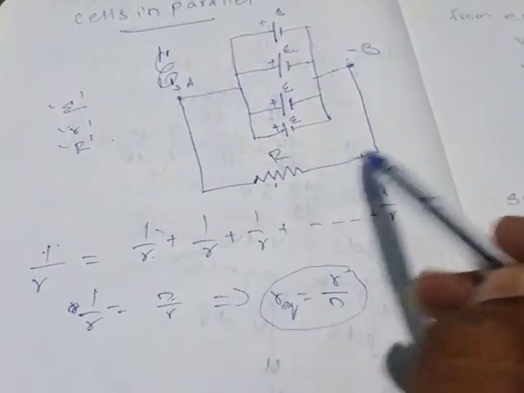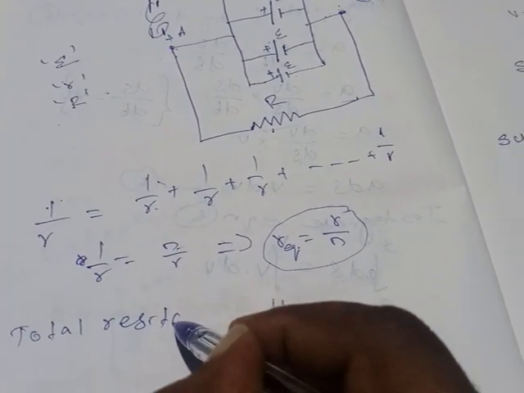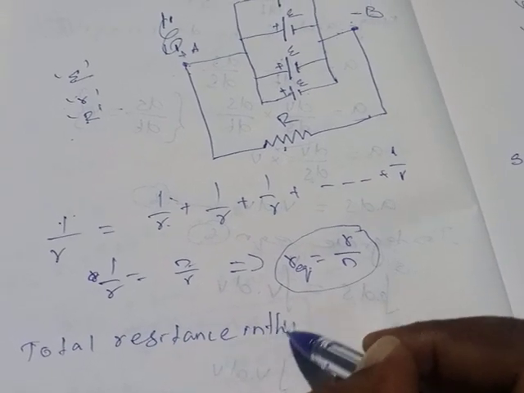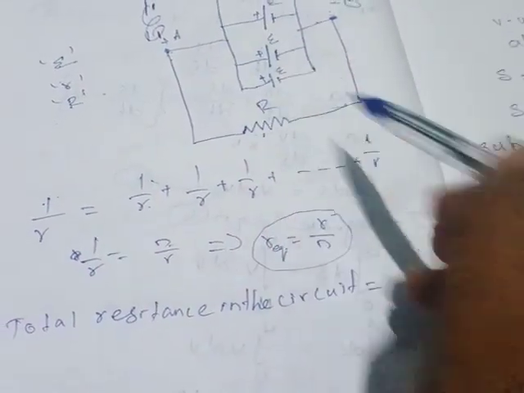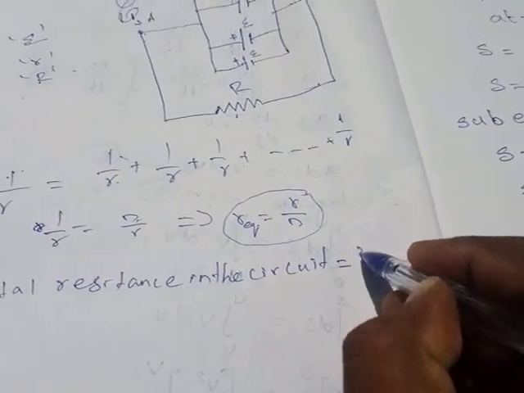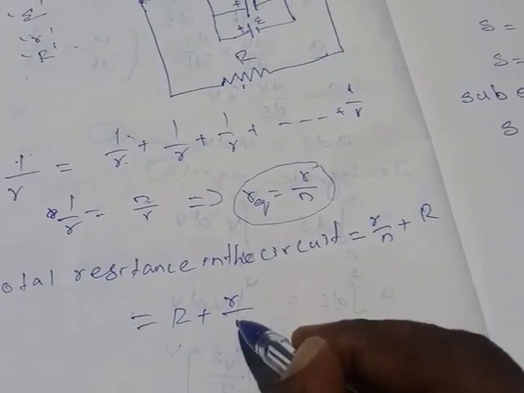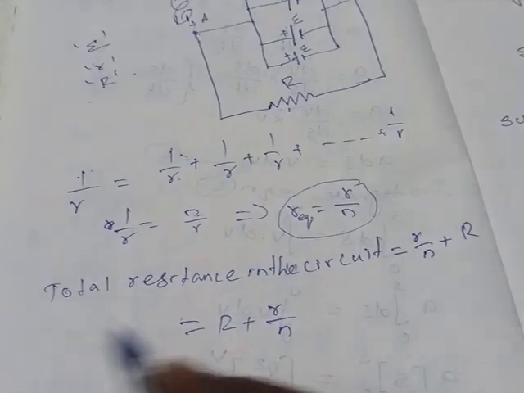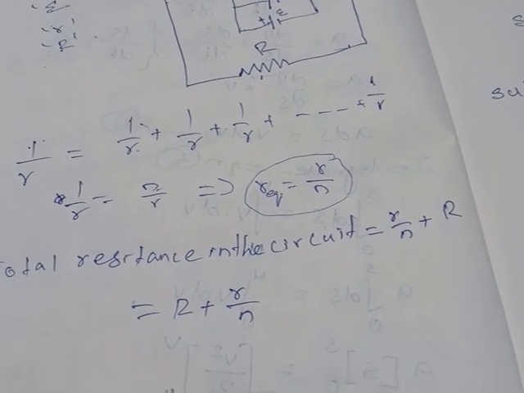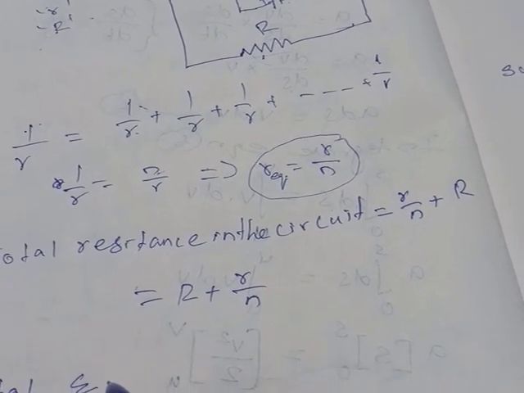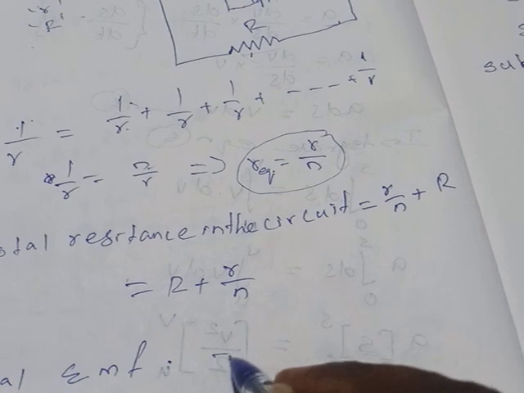Now what is the total resistance in this circuit? The total resistance in the circuit is this R by n plus the external resistance. You can write R plus R by n. This is the total resistance, and now the total EMF between these 2 points is equal to what?